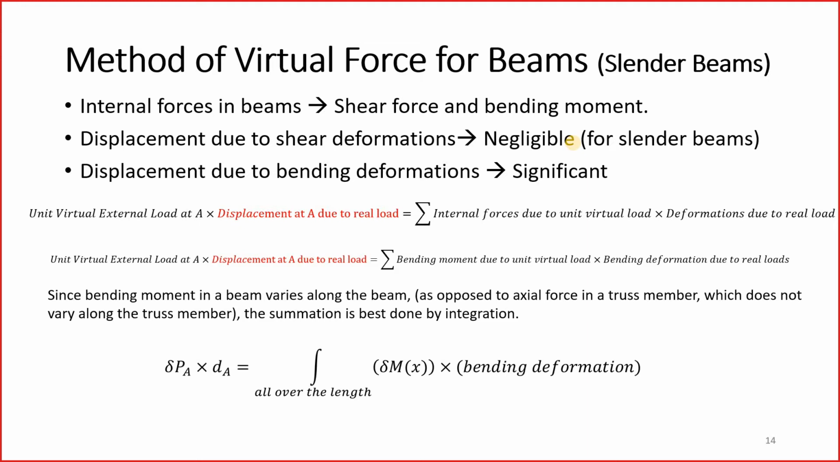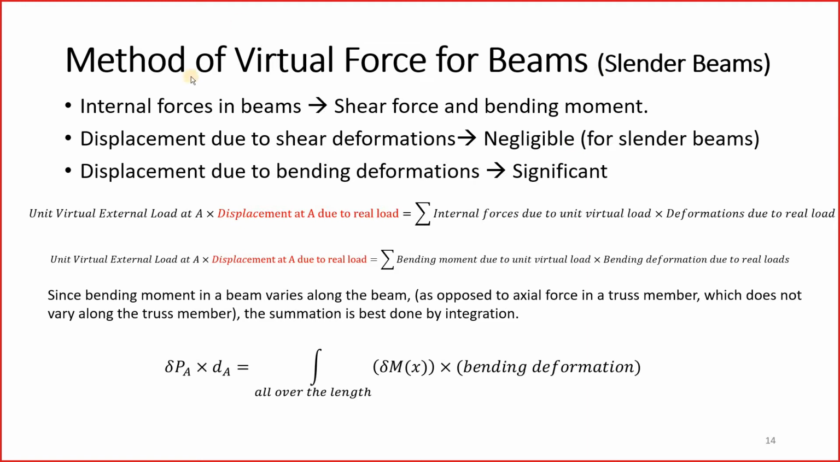Now in beams, the internal forces are shear force and bending moment, as we have been discussing. Displacement due to shear deformations is negligible in slender beams. Of course not negligible for deep beams, but for slender beams this is negligible. So we only need to consider displacement due to bending deformations, because this is significant. This is the major reason for the displacement.